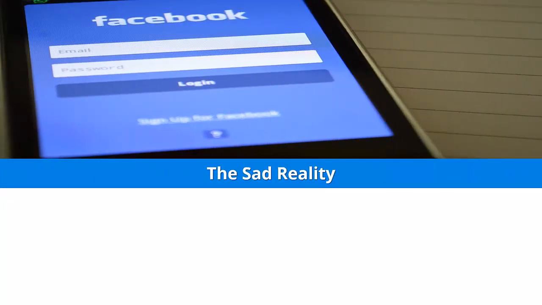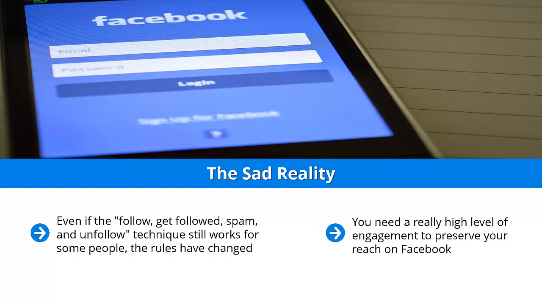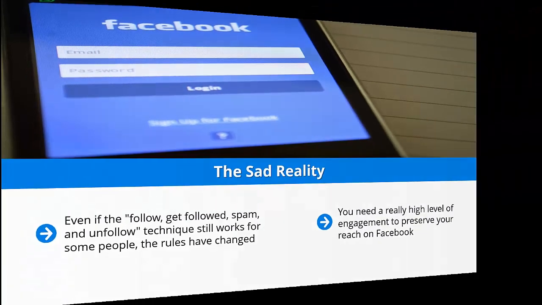The sad reality. Even if the follow, get followed, spam, and unfollow technique still works for some people, the rules have changed. Social media platforms will reward or punish you based on engagement. If you want an extreme example of this, just look at Facebook. Facebook used to be a traffic goldmine. Not anymore. You need a really high level of engagement to preserve your reach on Facebook. If you get normal levels of engagement, good luck. That's how bad things are. And that's why I need to take this time to spell out why this classic social media marketing no longer works.